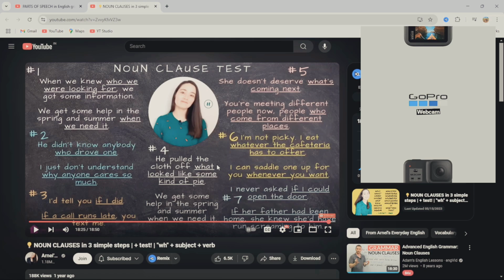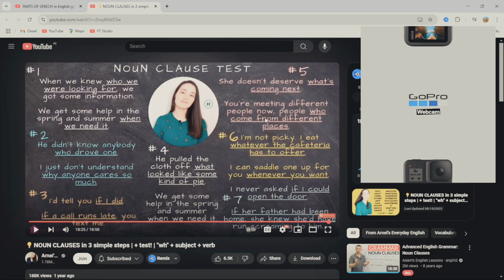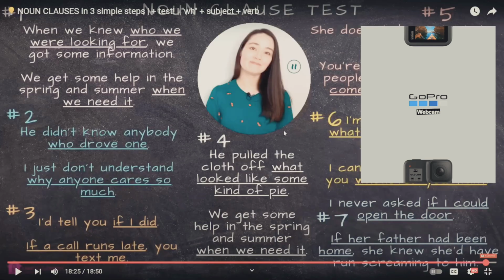Okay. First from the first one. I have to write it somewhere. Right? Second of second. Third one. First one of the third one, okay? Wait, fourth? Fifth. I messed it up. Okay. Fourth. There's no underline in the fourth one. Okay, there's an underline. We get some help in the spring and summer when we need it. Second of the fourth. I'm confused in this. Let's do the fifth. First one of the fifth, the sixth, the seventh.